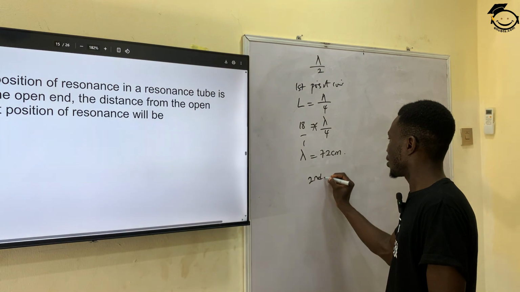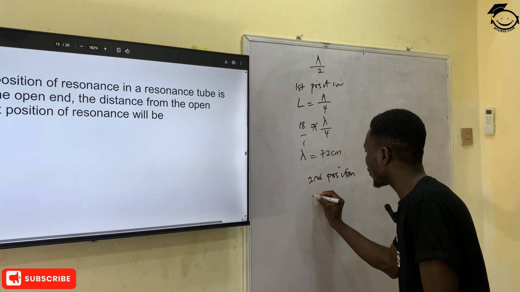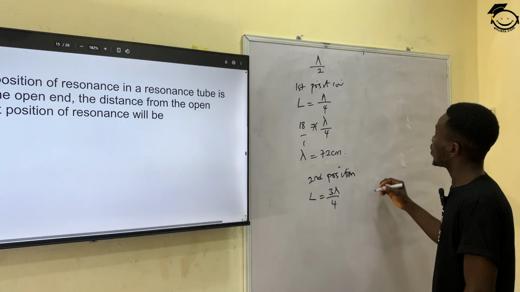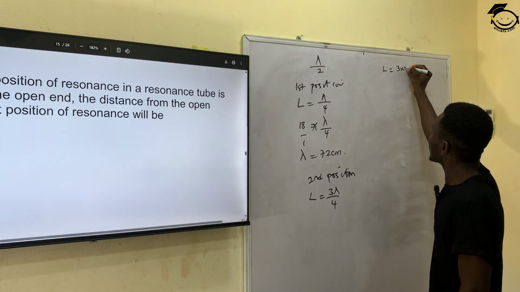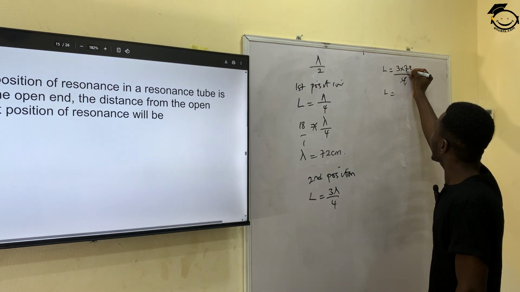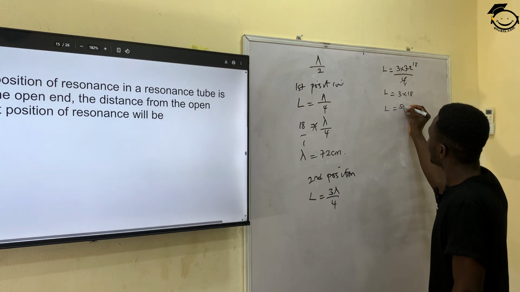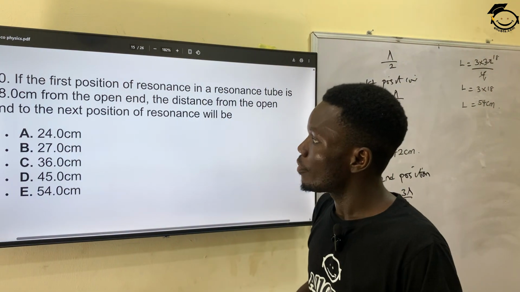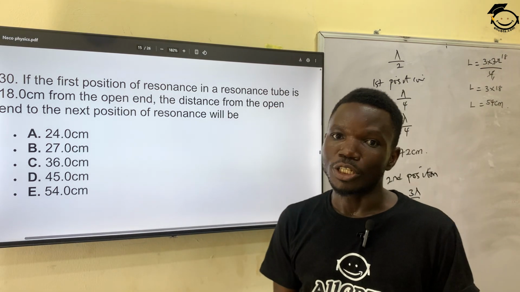So we have to look for the second position. The second position here says that my length is equal to 3 lambda over 4. If I have 3 lambda over 4 as my length, and I know that my lambda is 72, then I have 3 times 72 over 4, which means that my length is equal to, 4 here 1, 4 here 18, so this will give me 3 times 18, which means that my length is 54 centimeters. So looking at our options here, you discover that 54 centimeters is option E, and that is our answer to this question.